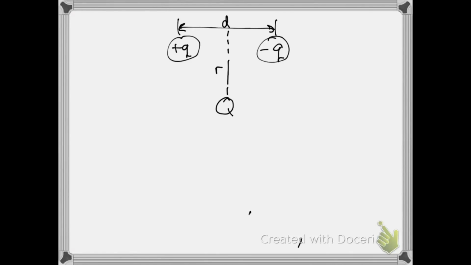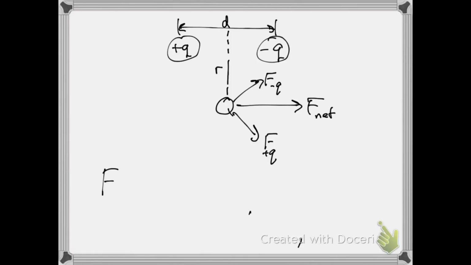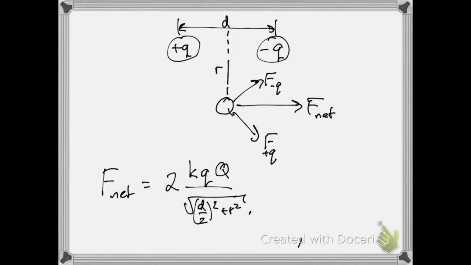We found by adding up the force from the little plus q and the force from the little minus q, and we found that the net force on the big Q was F net is equal to 2kQq over the square root of (d over 2) squared plus r squared, times the cosine of theta.